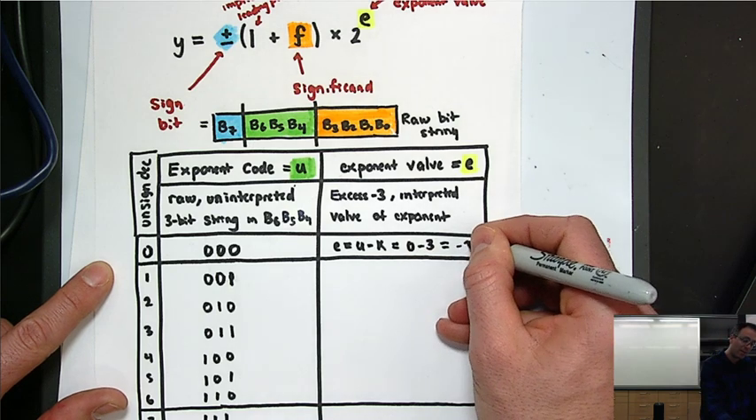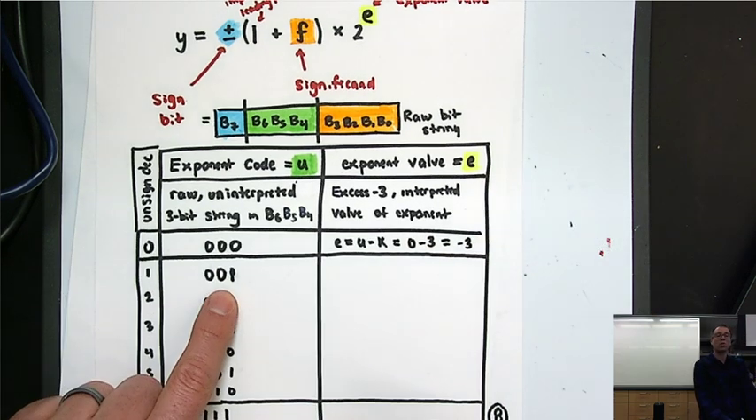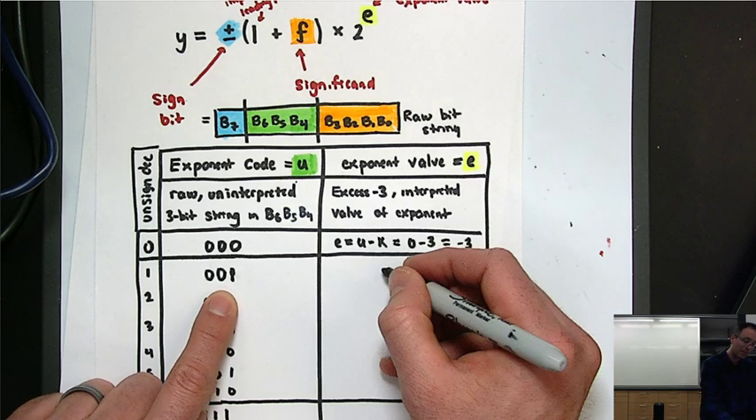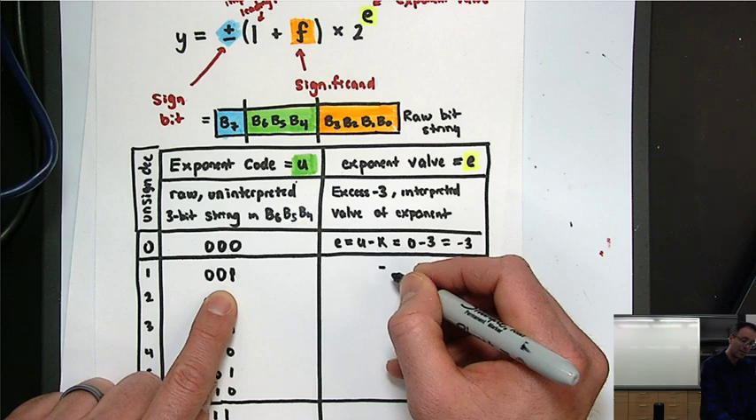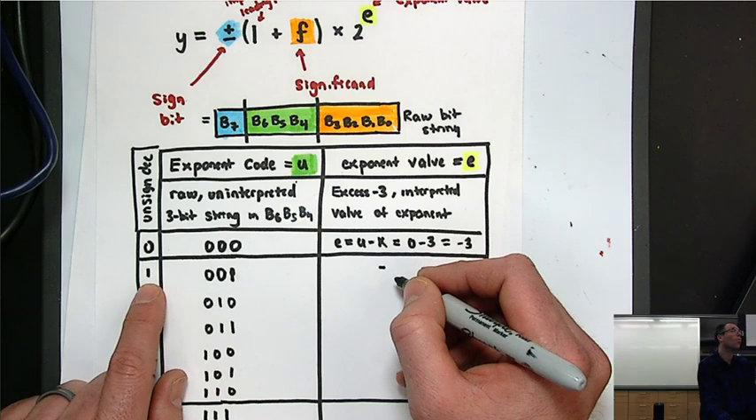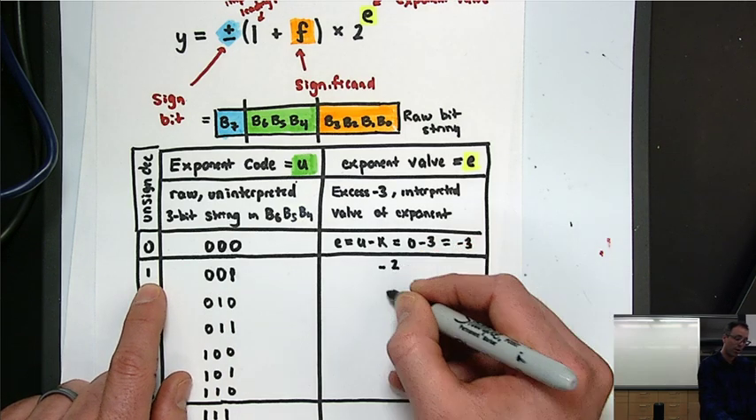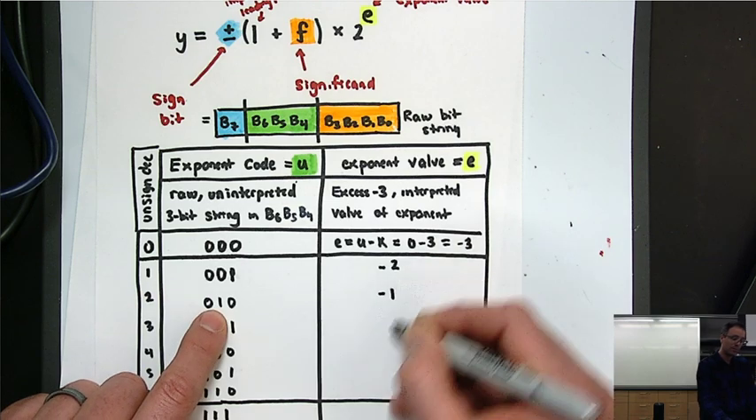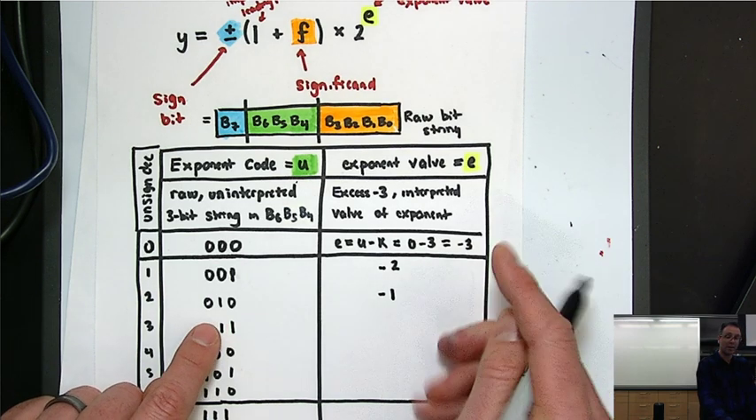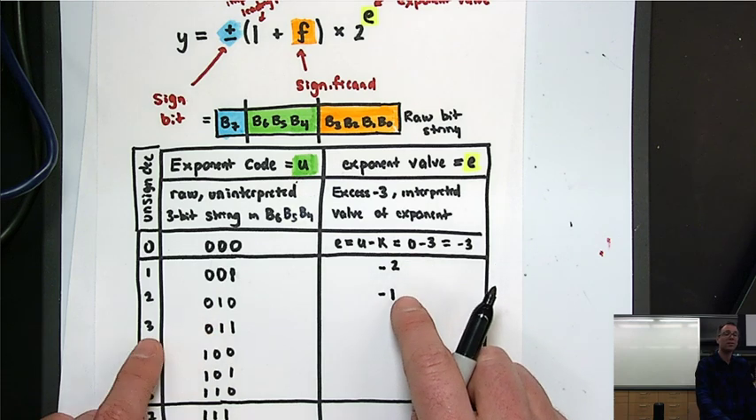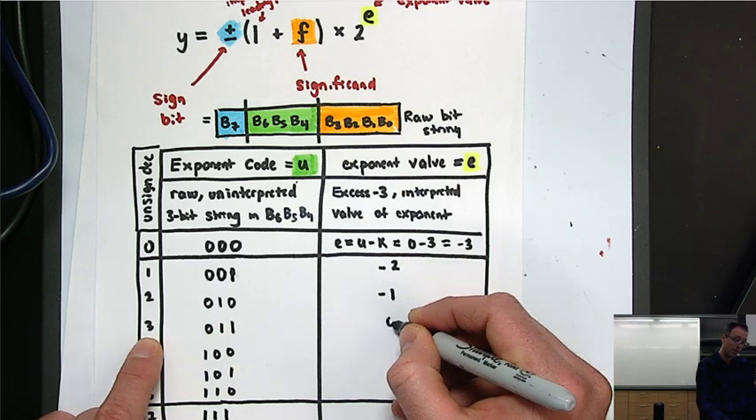Negative 3. What's the exponent value stored if I have the bit string 0, 0, 1? Negative 2. And then what? Well, negative 3, negative 2, negative 1, 0.